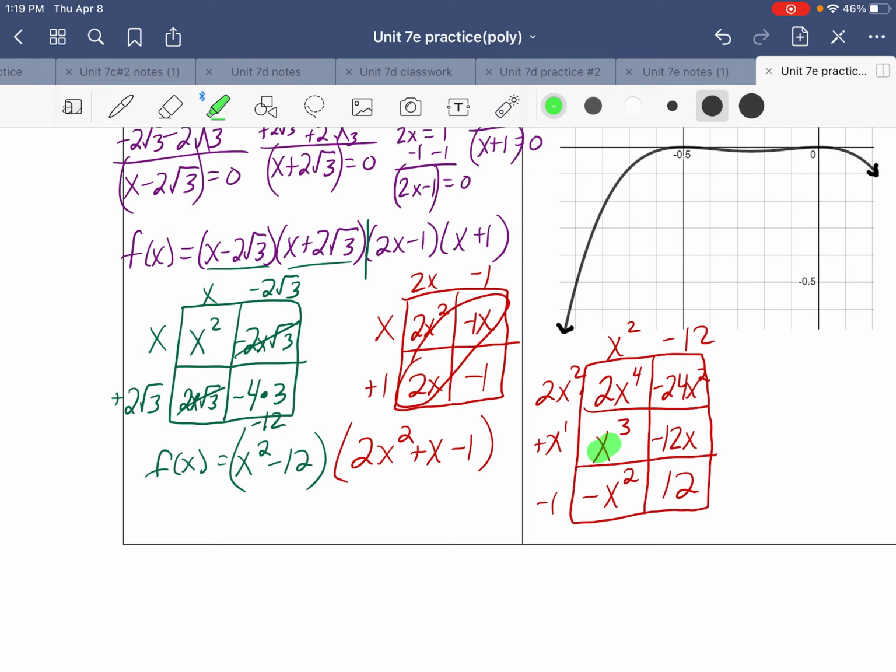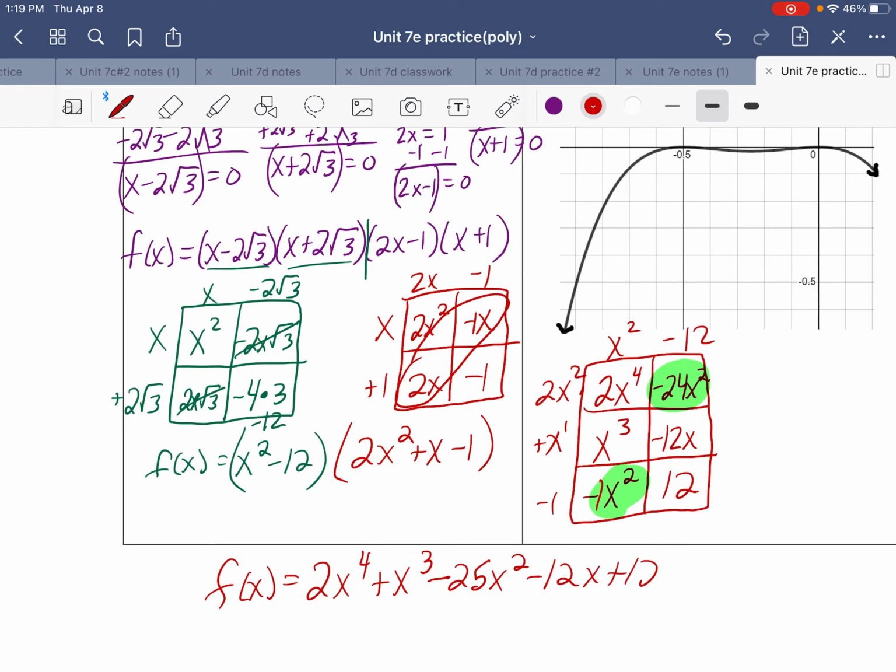We have our like terms. Nope. Make sure I have these right. Yes. Where are our like terms? I feel like we have like terms here. We do. There's our 2 like terms, and that looks like it's it. Tricked me, almost tricked me. So, the function, 2x to the 4th, plus x cubed. Negative 24 minus 1 more is negative 25. X squared minus 12x plus 12.